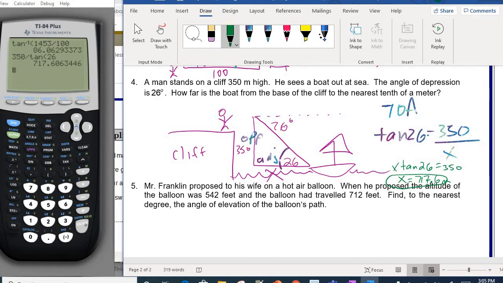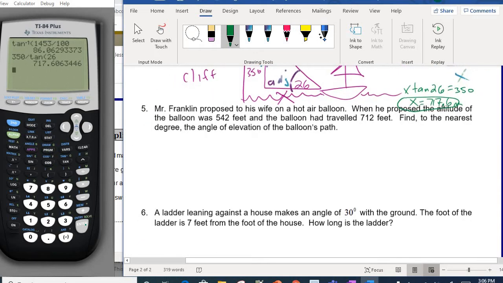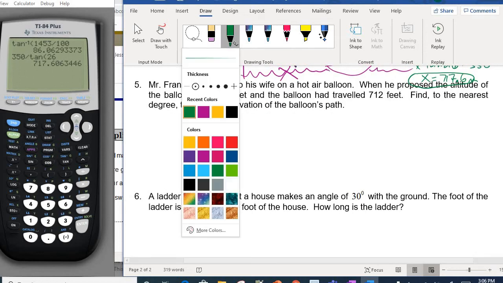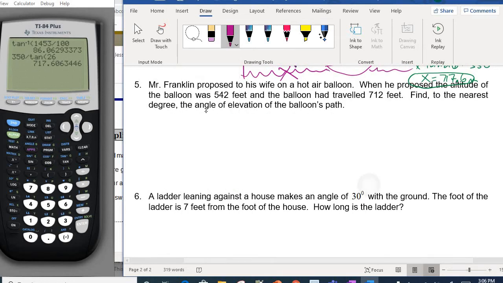This is a fun story. Mr. Franklin proposed to his wife on a hot air balloon. When he proposed, the altitude of the balloon was 542 feet, and the balloon has traveled 712 feet. Find the angle of elevation. Okay, so let's set up this scenario. So here is the balloon with Mr. Franklin and his fiancée inside of it, and the altitude of the balloon. Altitude's the height. So I'm going to label that as 542 feet, and the balloon has traveled 712 feet. Find the angle of elevation.